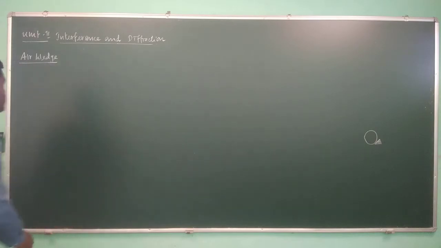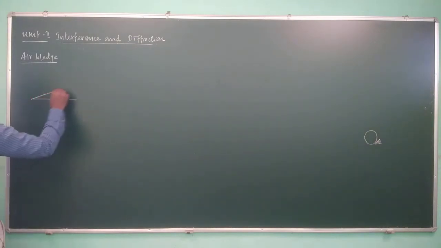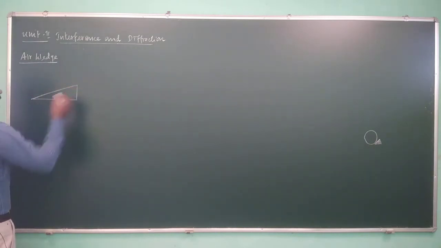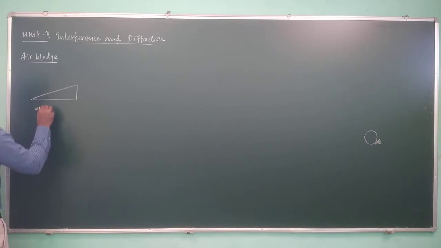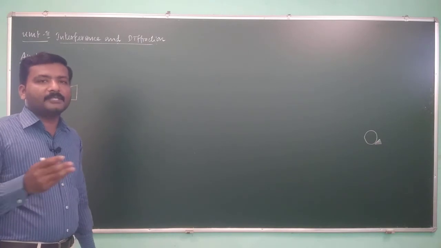So a wedge represents a shape, like this. This shape is called a wedge. It is the shape of the wedge. And what is an air wedge?